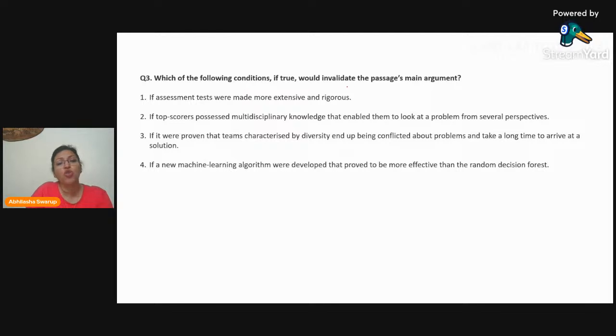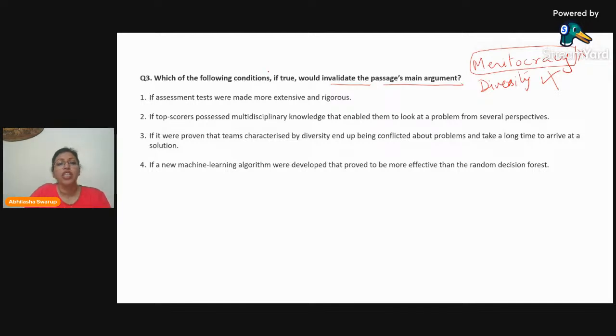Which of the following, if true, would invalidate the passage's main argument? Now, this passage was talking about the fact that meritocracy is not good. Diversity is what will lead to breakthroughs, right? That is what we have said. So we have to invalidate this. That means we have to say diversity will not work, meritocracy will work, or something like this.